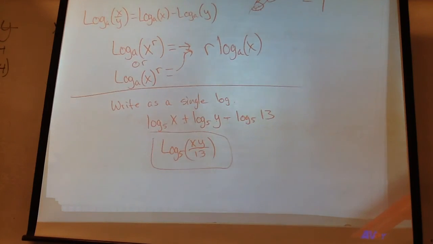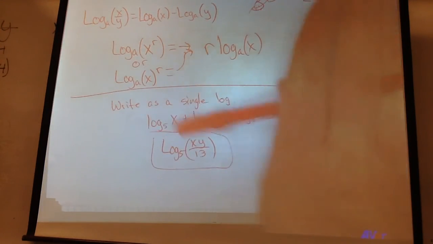Is there a way that you can manipulate the bases if they're not the same? Change the base formula. So make it log of x divided by log of 5.